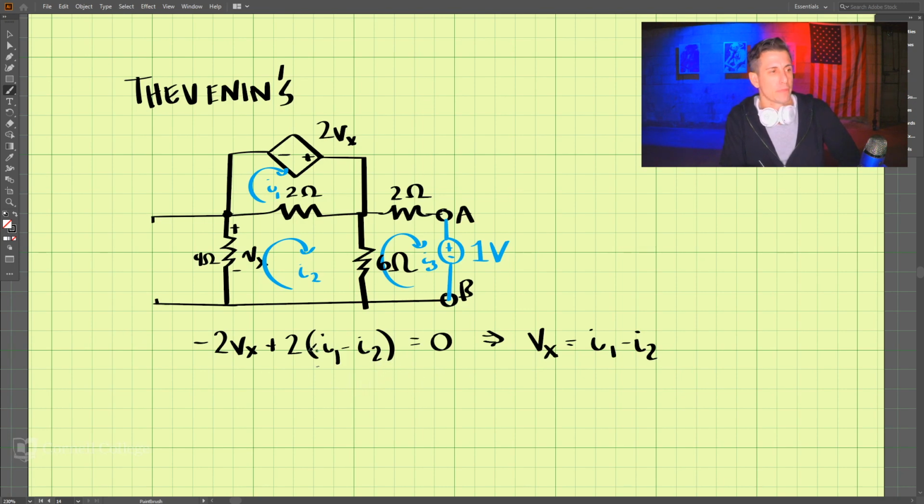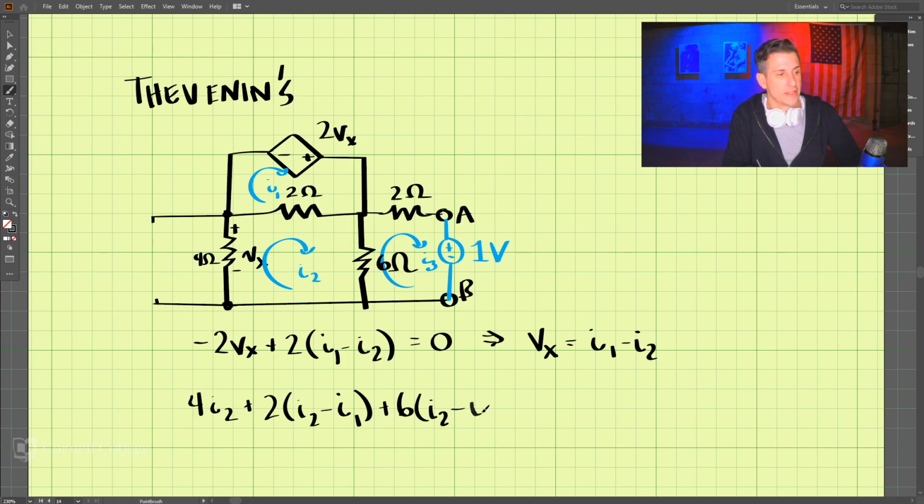And what we will do here is the second loop. The second loop, we'll start here and go around. So we have 4 times I2 plus 2 times I2 minus I1 up here. And then we have plus 6 times I2 minus I3 equals 0. So that is our second equation, number 2.